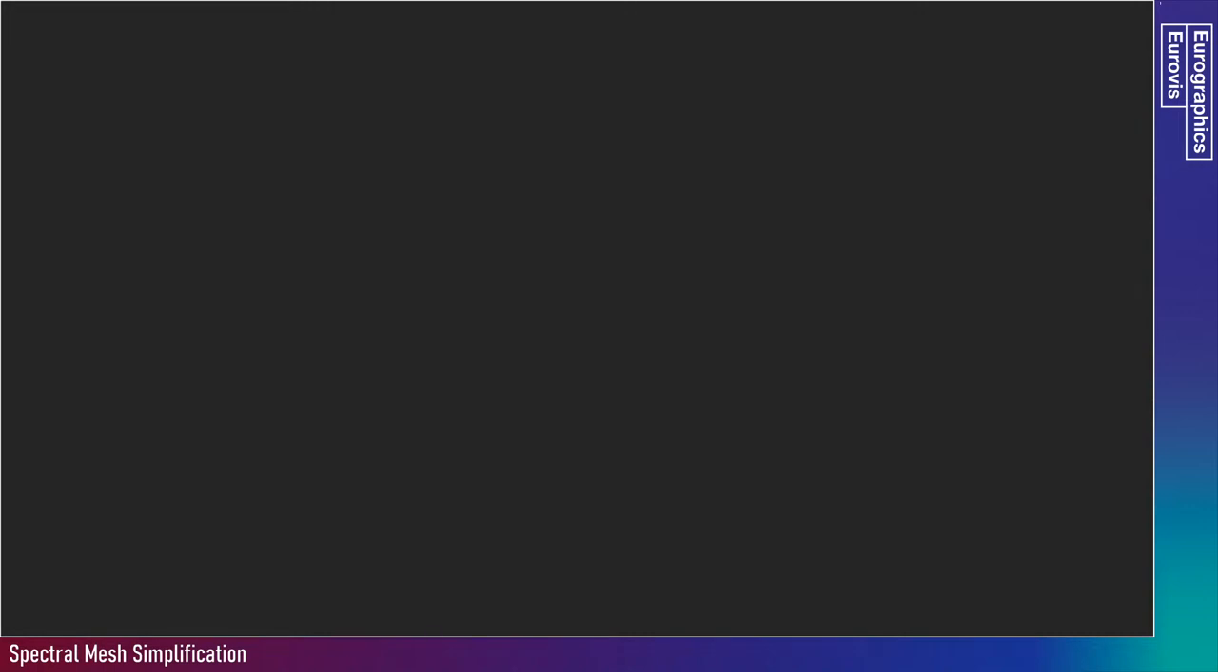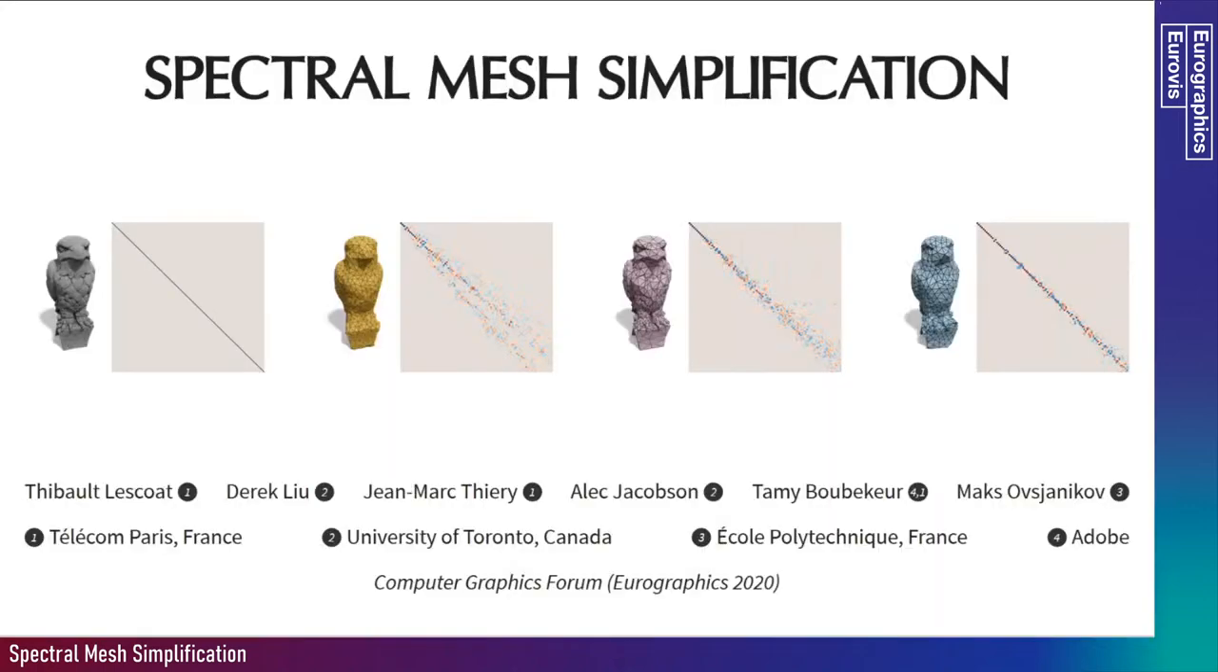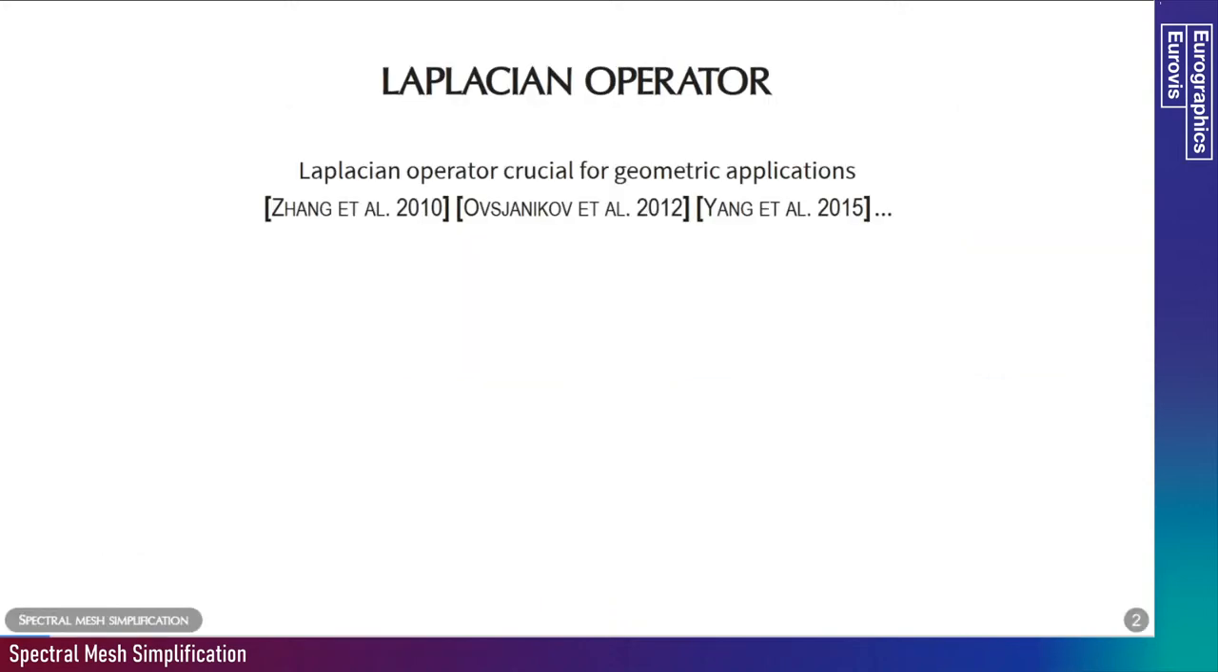We present a mesh simplification technique that aims to preserve the spectral properties of its input. Our mesh simplification technique is based on the Laplacian operator, which in itself is a crucial tool for a wide range of geometric applications such as mesh smoothing, remeshing, shape matching, etc.